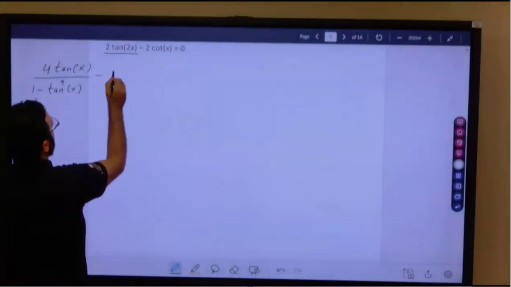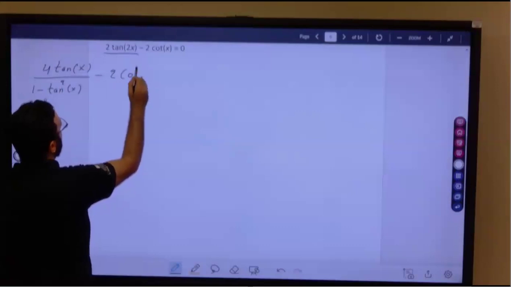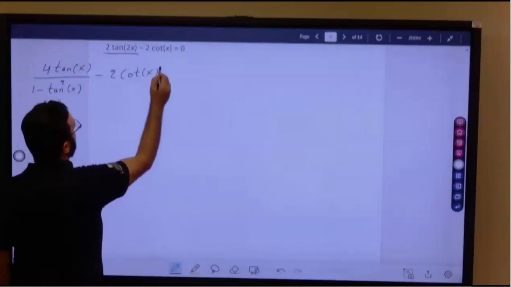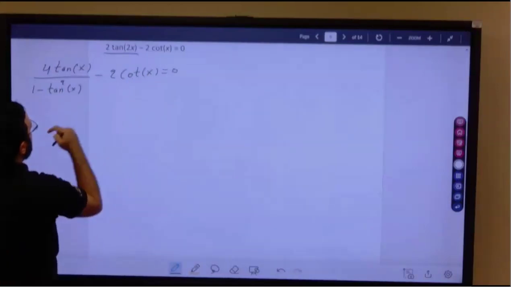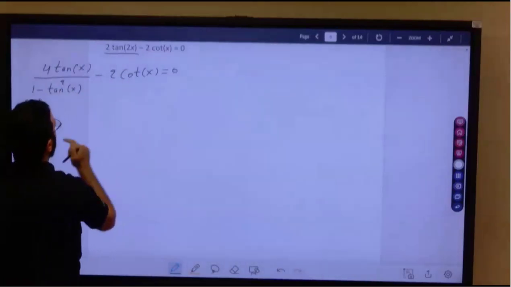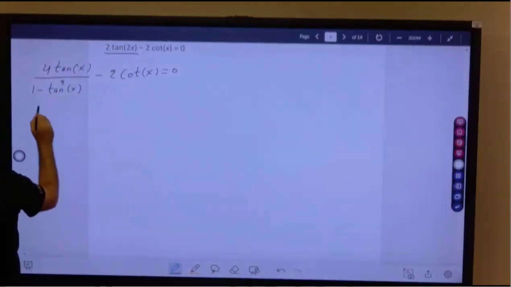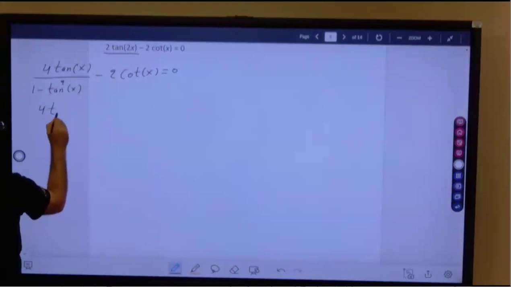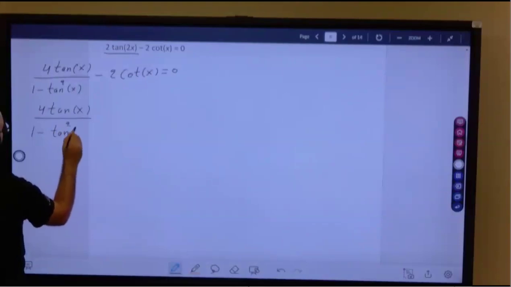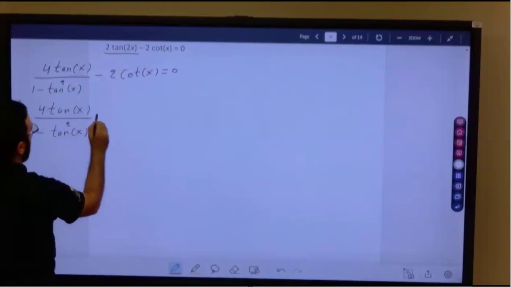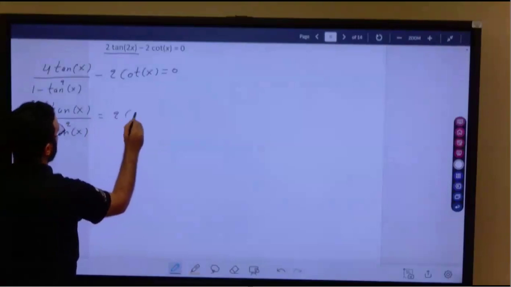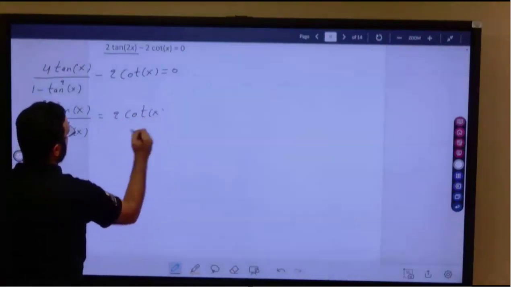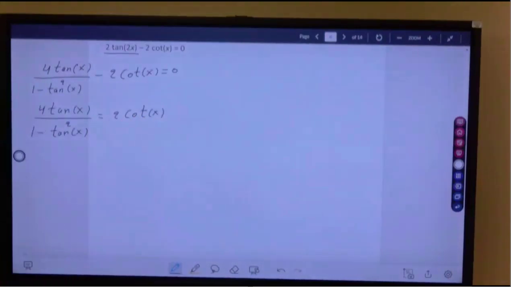Minus 2 cotangent. I don't have a formula for the cotangent x. We'll see. Next step, I'm going to move the cotangent to the other side. So it's going to be 4 tangent x divided by 1 minus tangent squared x equal 2 cotangent x. Now what do we do next step? Next step, let's think about that.